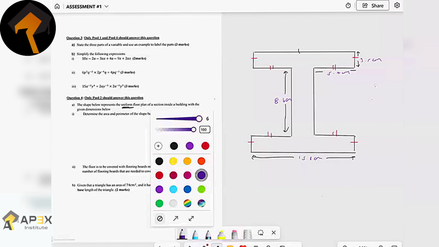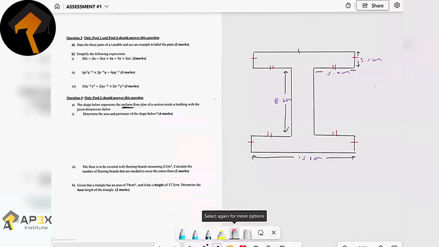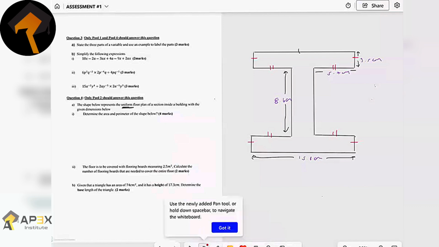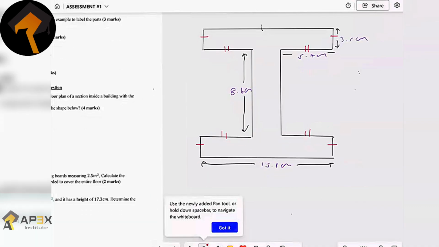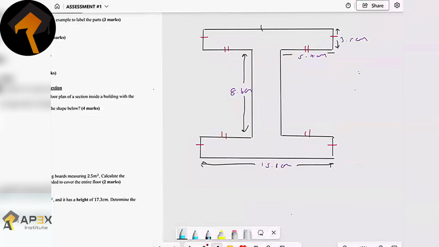So I'm going to use this dark purple here, or should I use this one here? Okay. So what we want to do here, guys, I'm going to zoom it up a little bit for you. This particular video is not just going to demonstrate how to get the answer, but it's going to demonstrate how to think. So pay close attention, guys.